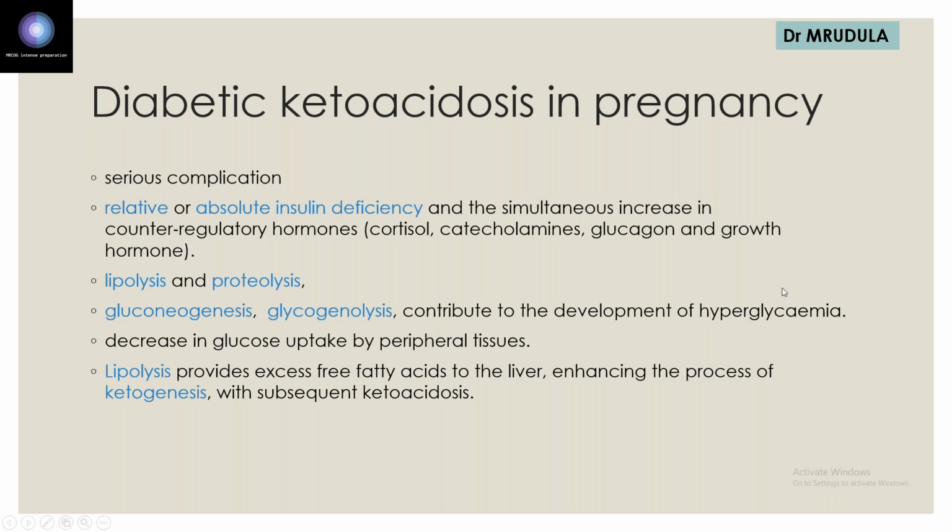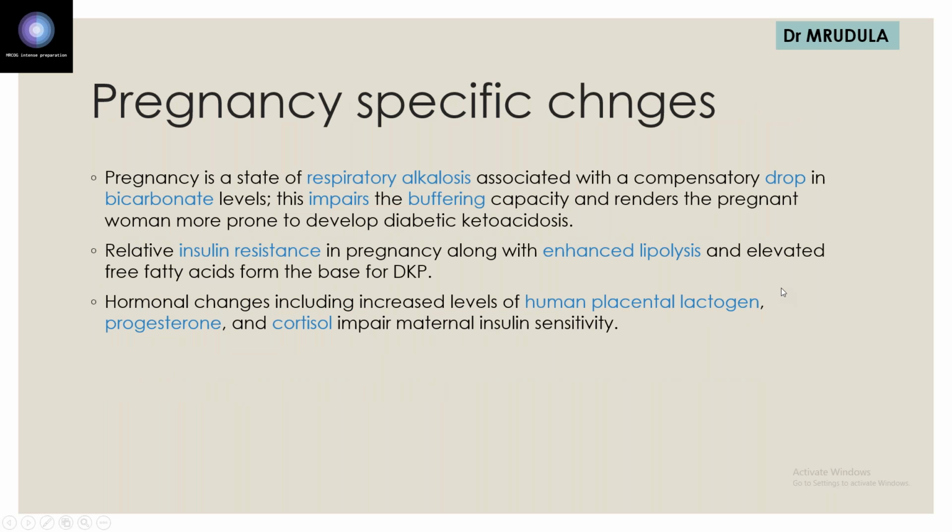Now this diabetic ketoacidosis is usually found in type 1 diabetes mellitus, but it can also be there in type 2 or in gestational diabetes mellitus. Now, why is diabetic ketoacidosis increased in pregnancy? As you know, pregnancy is a state of respiratory alkalosis. So there will be a compensatory decrease in bicarbonate level. Because of this decrease in bicarbonate levels, the buffering capacity will be impaired, and that is an important factor that renders this woman more prone to develop diabetic ketoacidosis. Also, there will be relative insulin resistance.